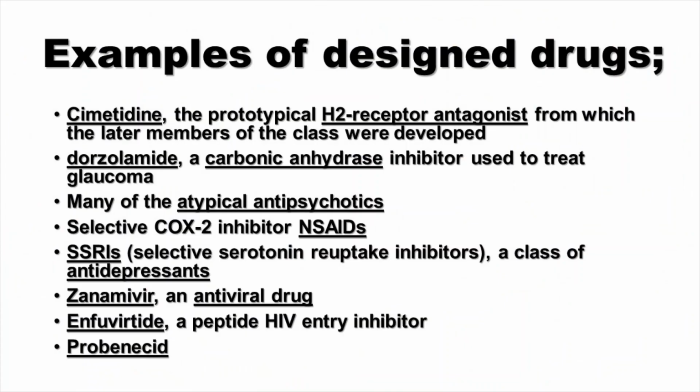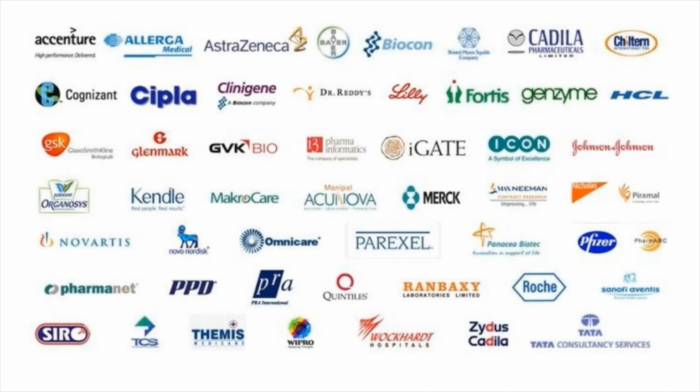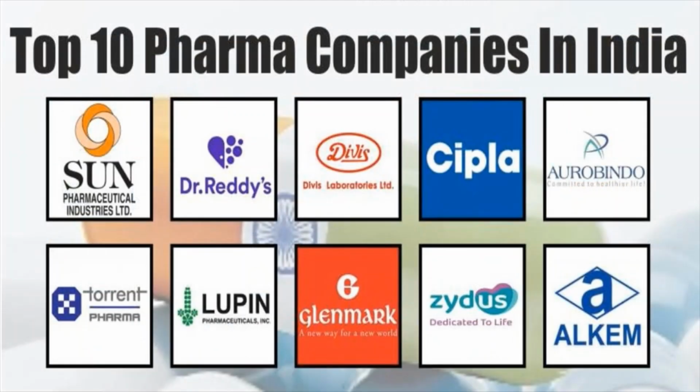Here is the list of designer drugs, the drugs that are designed and produced and released into the market. There are many drugs that have already been designed. This is only a small sample that I have given you here in this slide. These are some of the top drug companies or pharmaceutical companies of the world, and these are top pharmaceutical companies of India which are involved in the development of drugs for various diseases in the world.